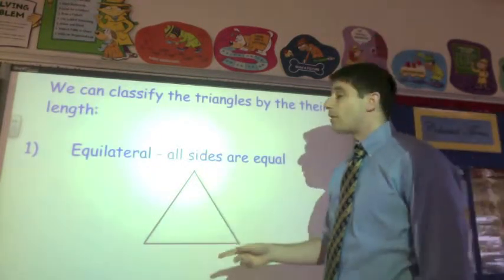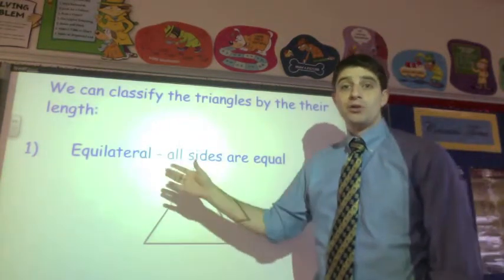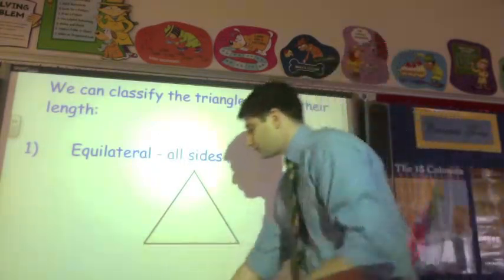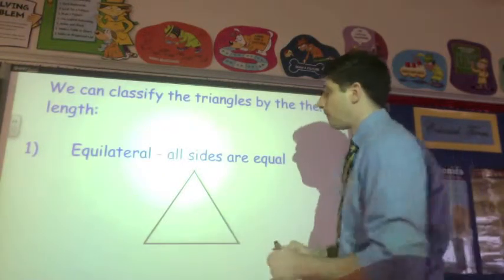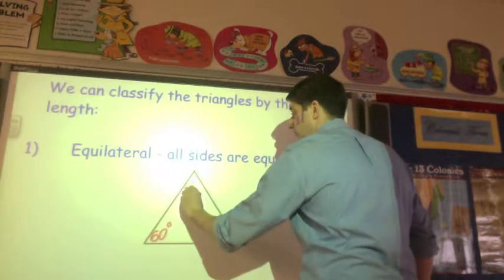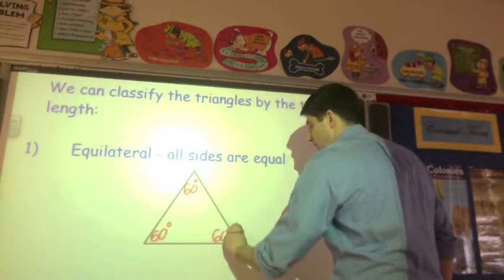First word is equilateral triangle. That's where all sides are equal. Equilateral has the word equal, all sides are equal. You can think about it like that. So if all sides are equal, they would equal 60 degrees. 60 degrees here, 60 degrees there, and 60 degrees here.